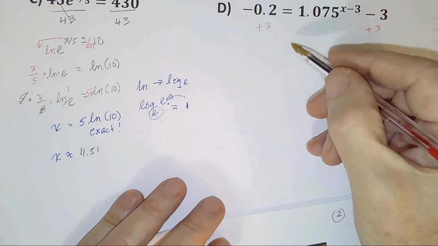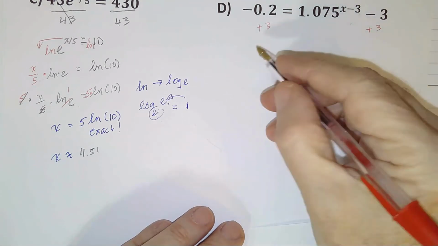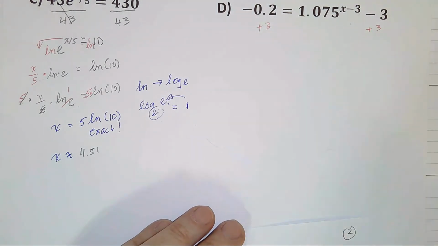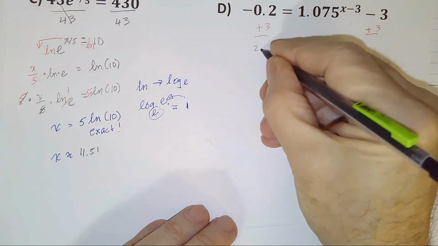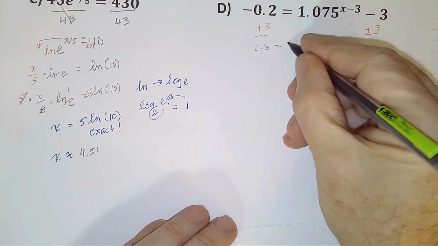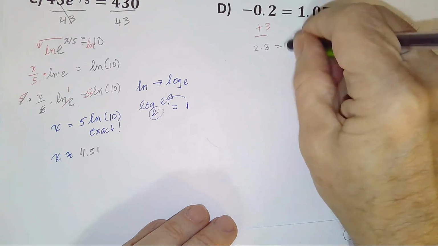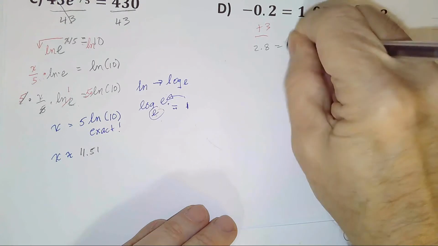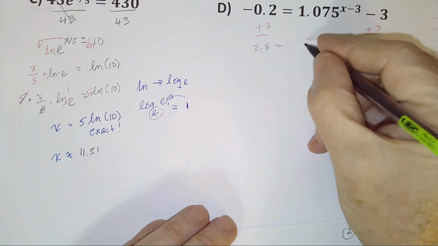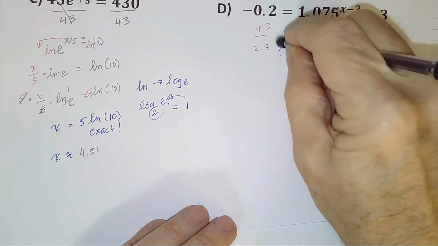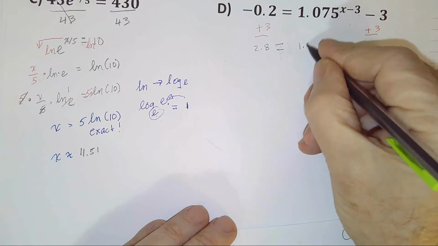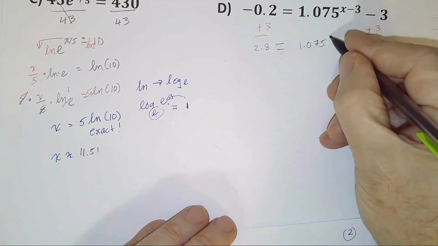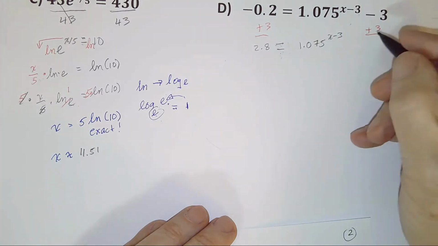And let's see, negative 0.2 and 3 is 2.8. So I'm going to rewrite this as 2.8. Let's put a line under each of these. 2.8. And that's going to equal 1.075 to the x minus 3. Let's move this over just a little bit, give myself some space to put in my natural log. Okay, and that, of course, is gone.